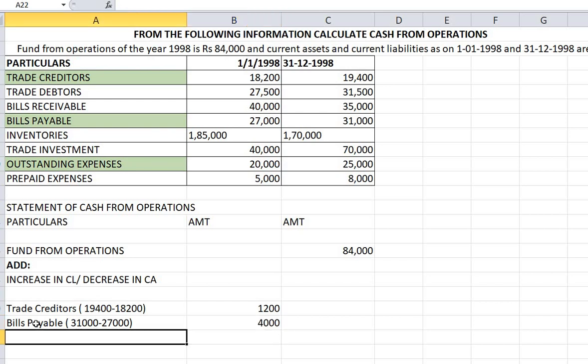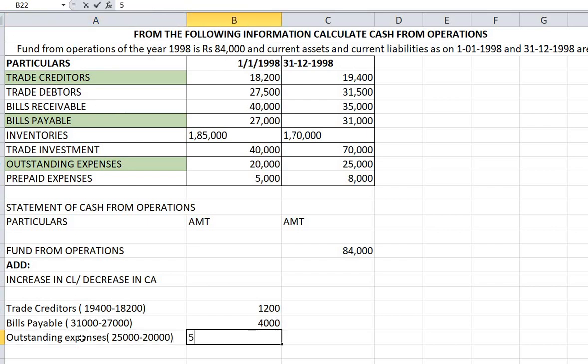Next one is outstanding expenses 2025. Of course, that is also an increase. So outstanding expenses, it is 25,000 minus 20,000. So that is 5,000. Okay. Now all your current liabilities are over.